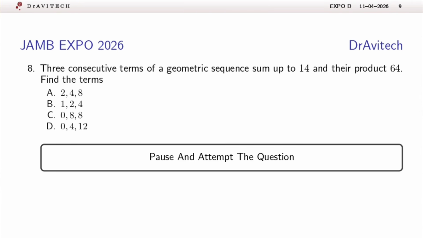It says that the sum is 14, so add up and see which one will give you a sum of 14. And then their product is 64, so only one of them can give you 64. Look at C and D. Option C and option D are not possible because there's a 0 there, so if you multiply everything, you're just going to get 0. So the answer lies between A and B. But if you look at option B, when you multiply, you will get 8 and not 64. So the answer has to be option A.